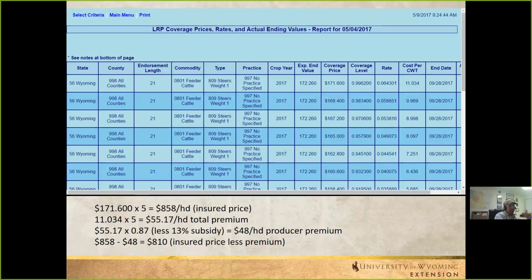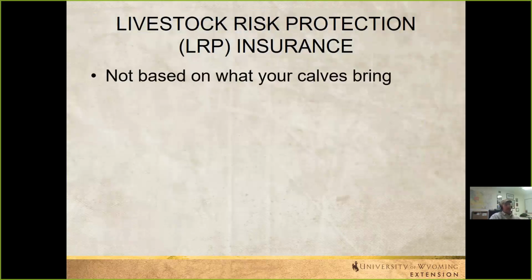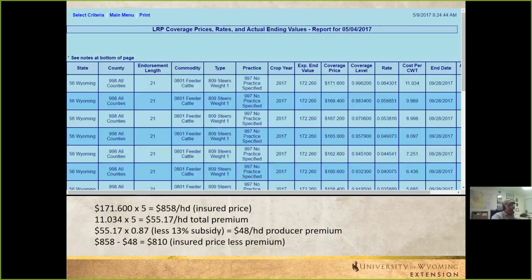Let me run through some key points on this, and then I'll stop and open up for questions again. LRP insurance is not based on what your calves bring. They don't care what your calves sell for. In this previous example, I'm protecting an $858 steer calf in the fall. My steer calves might sell for $1,000. If the protected price is below that, I still get a check for the indemnity.